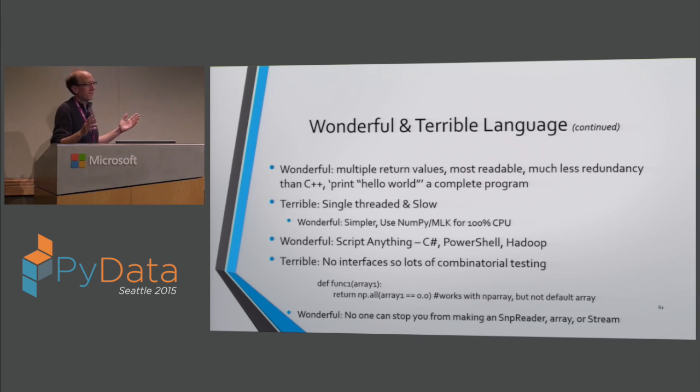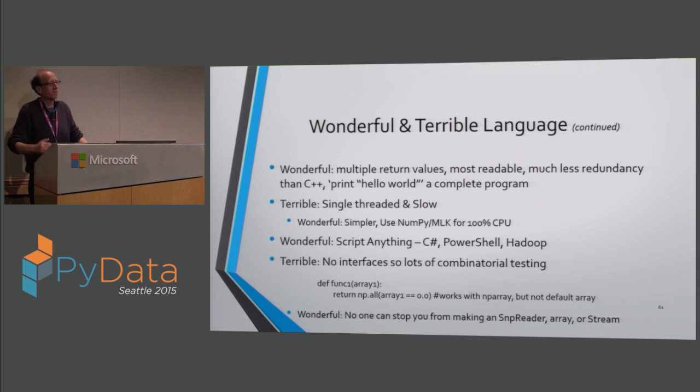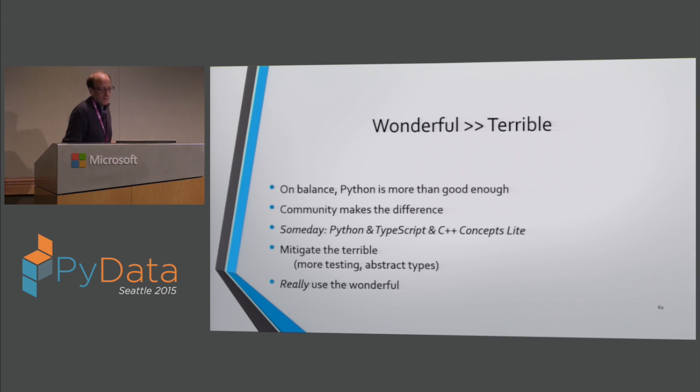In Python, it's got duck typing, right? If you make something that knows all the methods of stream, or at least all the ones that are used, it's a stream. Likewise, what other language even had the idea that you could create a whole new array class and have everything mostly work, like a NumPy array? So that's pretty sweet. And SnpReader, any of these classes, I can't stop you from making your own version of it, and we enjoy that freedom. So in balance, the wonderful is much better than the terrible.